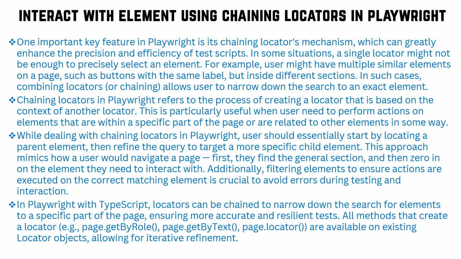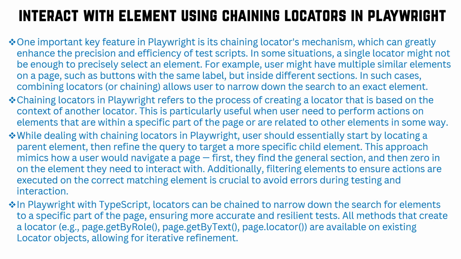Chaining locators in Playwright refers to the process of creating locators that are based on the content of other locators. This is particularly useful when a user needs to perform actions on an element that is within a specific part of the page or is related to other elements in some way. While dealing with chaining locators in Playwright, the user should essentially start by locating a parent element, then refine the query to target a more specific child element. This approach mimics how a user would navigate a page. Firstly, they find the general section and then zero in on the element they need to interact with.